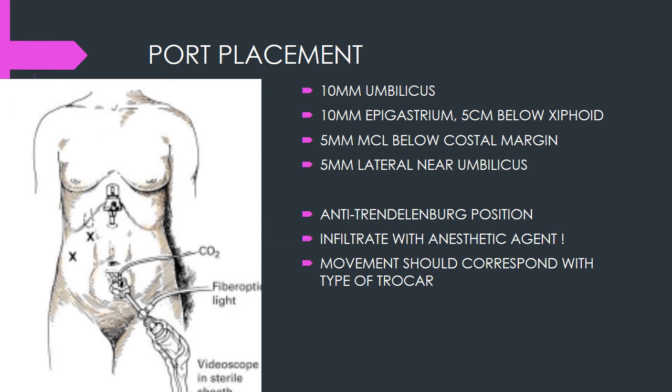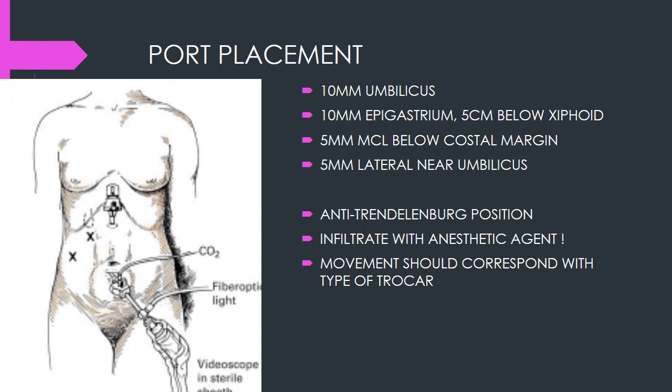Once your port goes inside, the next port that you need to place is the one at the fundus of the gallbladder. It is usually a 5 mm port put in the mid-clavicular line, maybe a centimeter or two below the costal margin, but usually most people prefer around 3 centimeters below the costal margin. The one in the epigastrium goes around 5 centimeters below the xiphoid.